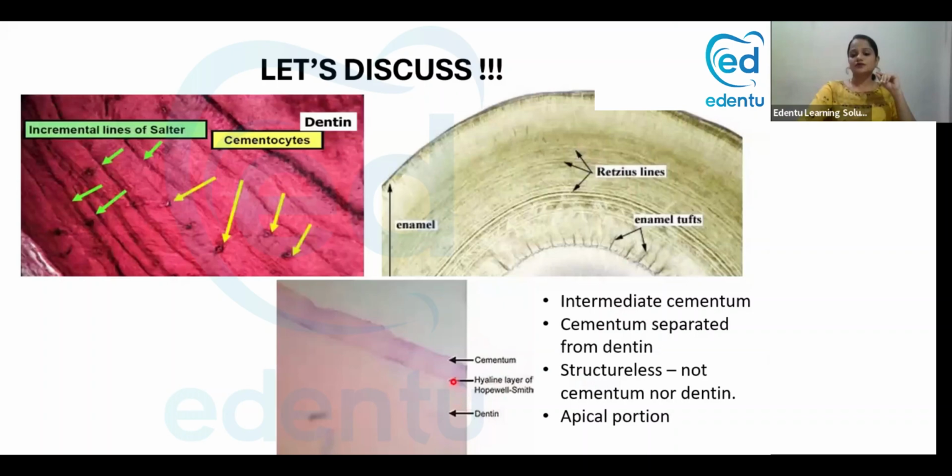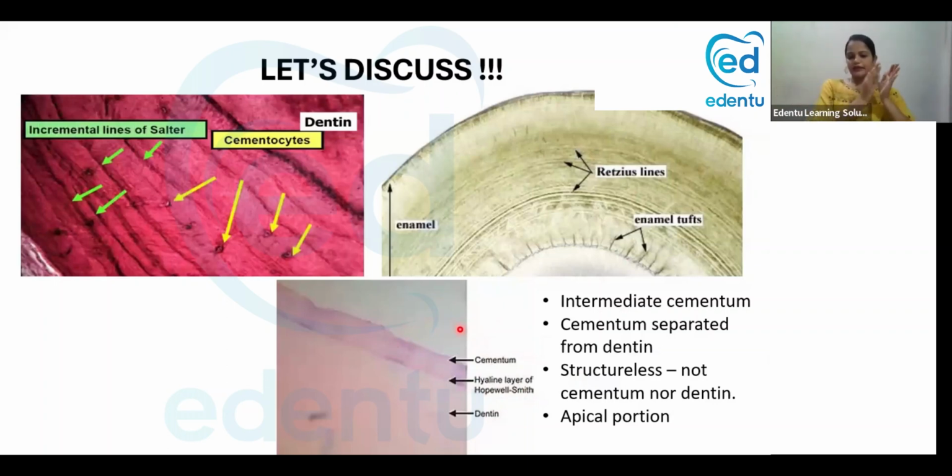Okay, then let's see what this hyaline layer of Hopewell-Smith is. This line or area of Hopewell-Smith is also called intermediate cementum. This kind of cementum is the cementum that is separated from the dentin. Usually, in the root area, the cementum will be attached very much to the dentin.